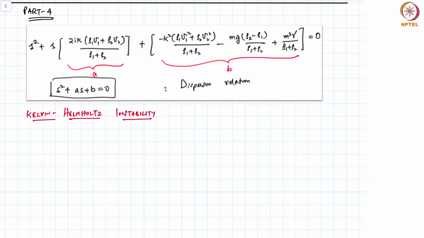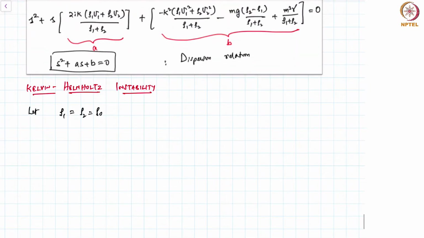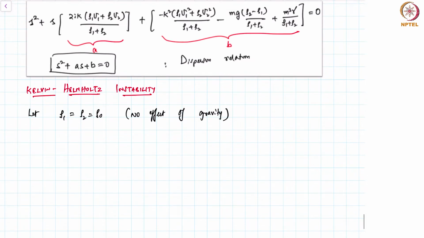So we'll do it in a very special limit. Let the densities be the same, which means no effect of gravity. If you look at the term B, we have the term mg times rho2 minus rho1 divided by rho1 plus rho2. That term is going to go to 0. We don't need to do this, but by doing this, we can basically focus primarily on the effect of velocities.